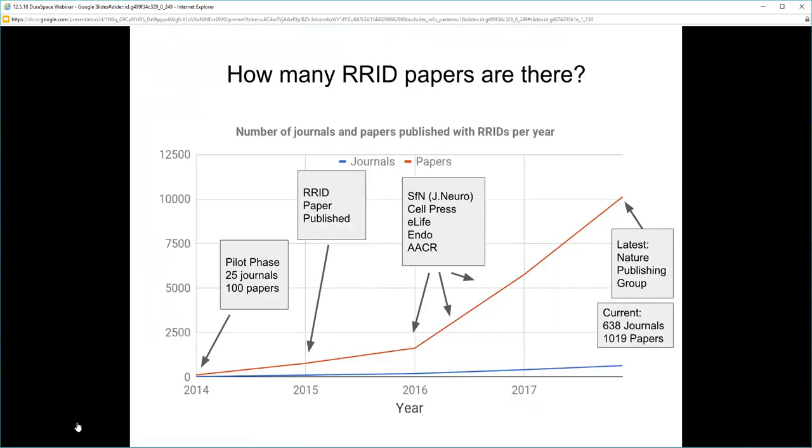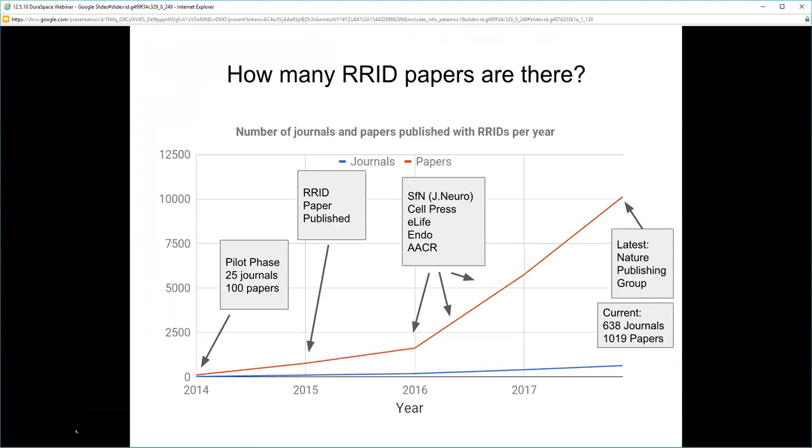Now this has taken off. So we started in 2014, and at the end of 2014, at the end of the pilot phase, we actually had 25 journals, and we had exactly 100 papers published with these RRIDs in them. At that point, we said, okay, let's look at this data and try to publish a paper about it. Let's figure out what worked and what didn't work. But by the time the paper was published, we already had about 800 papers, which signaled to us that this was really taking off and there needed to be more.